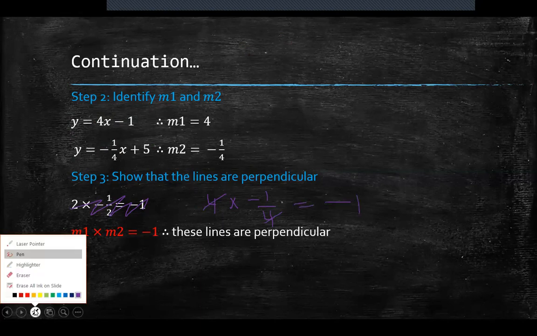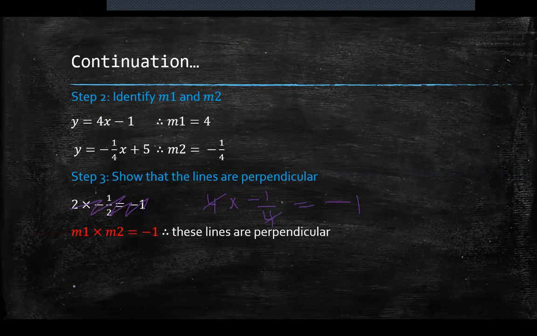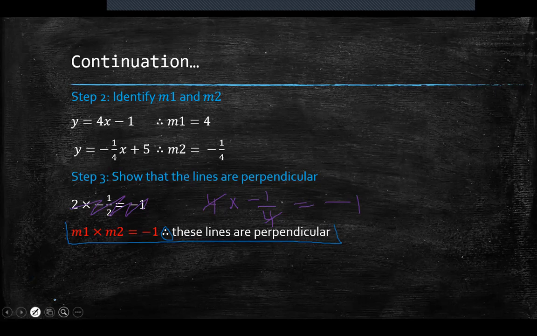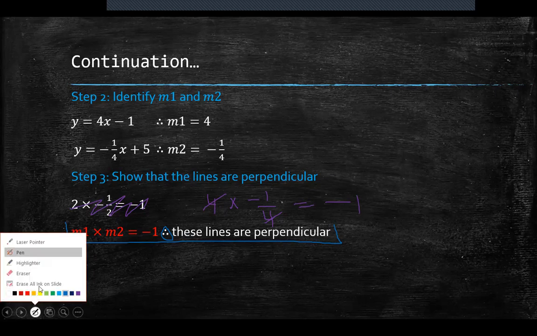So you have to put this statement here. If they ask you to show that the lines are perpendicular, you have to put this statement. M1 times M2 is equal to minus 1. Therefore, these lines are perpendicular, right? You have to put this. If they ask you to show it, you have to put this statement. Everybody understands that, right? We're going to practice now. Yes, miss. Understand? All right. And that's all you have to do.